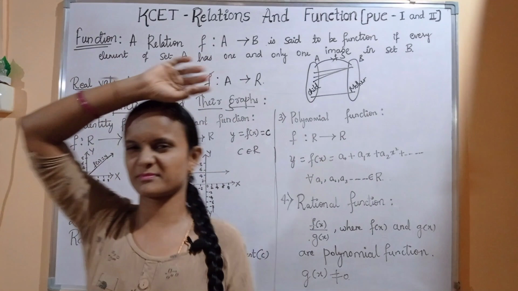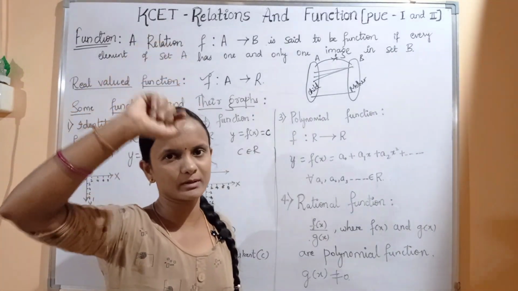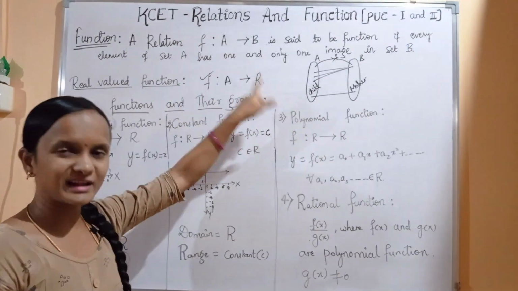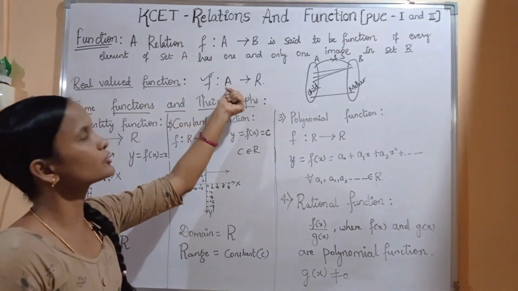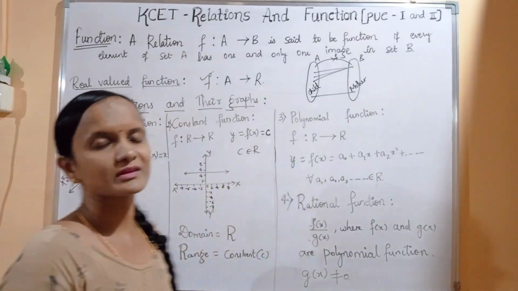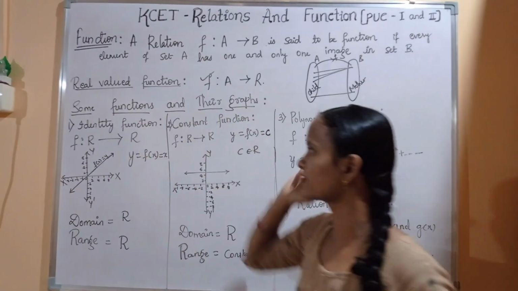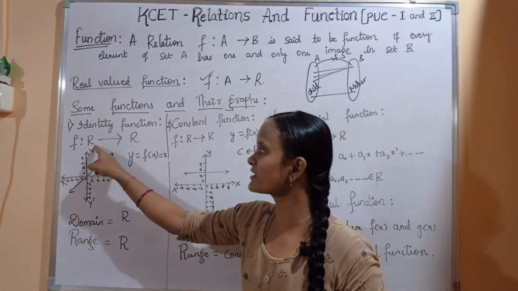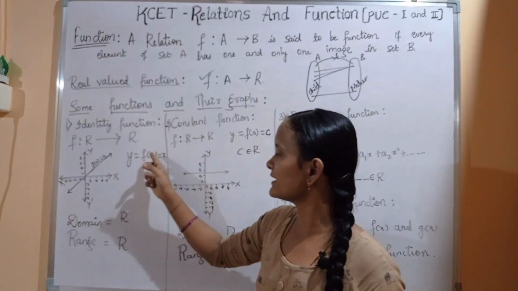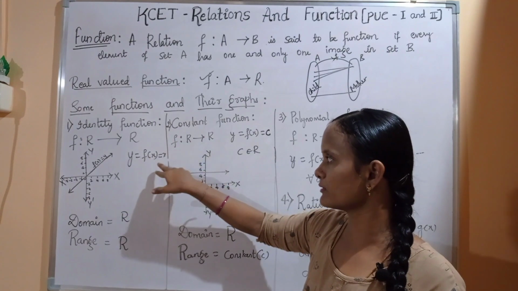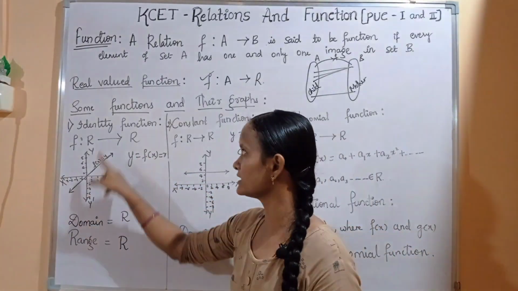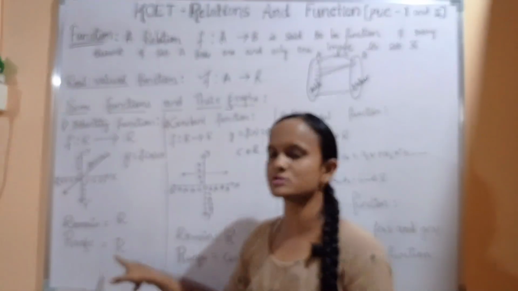Next, this is the simplest easy trick to remember. Next, a real valued function f is from A to the real numbers. A mapping from any set to the real numbers or a subset of the real numbers is known as a real valued function. Next, some functions and their graphs. Identity function: f is from R to R, y is equal to f of x equal to x, where whatever input x value you put, you will get the same value as y. Therefore, the domain of the identity function is R and the range is also R.